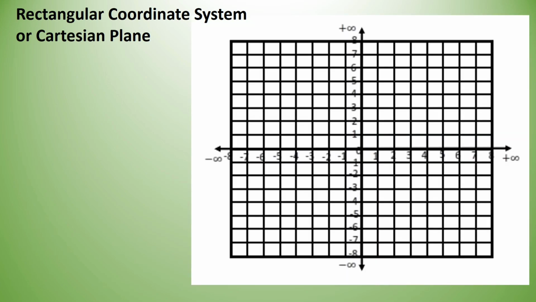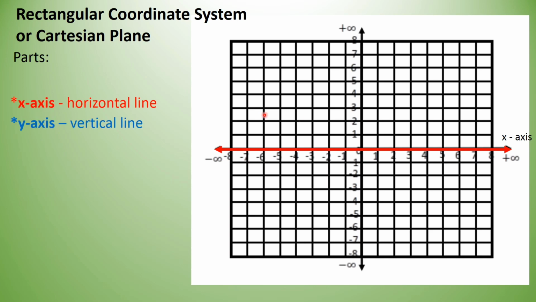So what are the parts of the rectangular coordinate system or Cartesian plane? First, we have the x-axis. The x-axis is the horizontal line in our plane. So this one is called the x-axis. Another line is a vertical line, which is called the y-axis. So this is our y-axis.